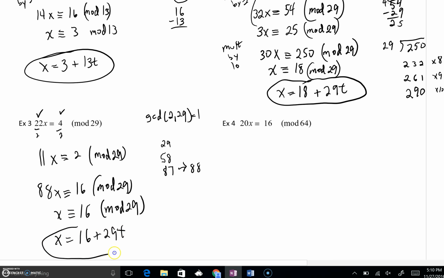Okay, we're going to stop right here and have to finish up the rest. Number 4 has a very special, different type of property going on, but we'll talk about that soon.